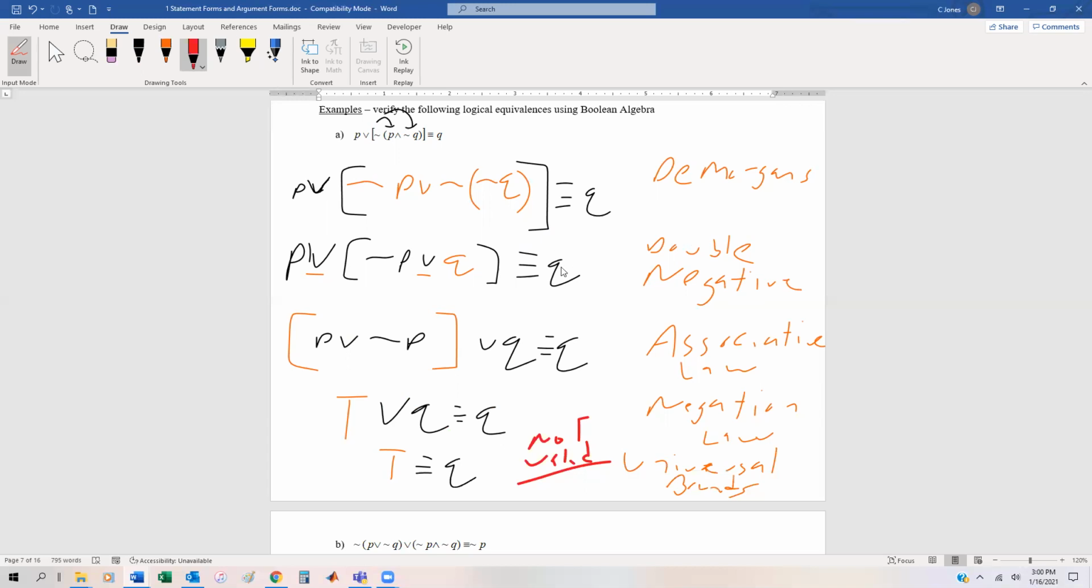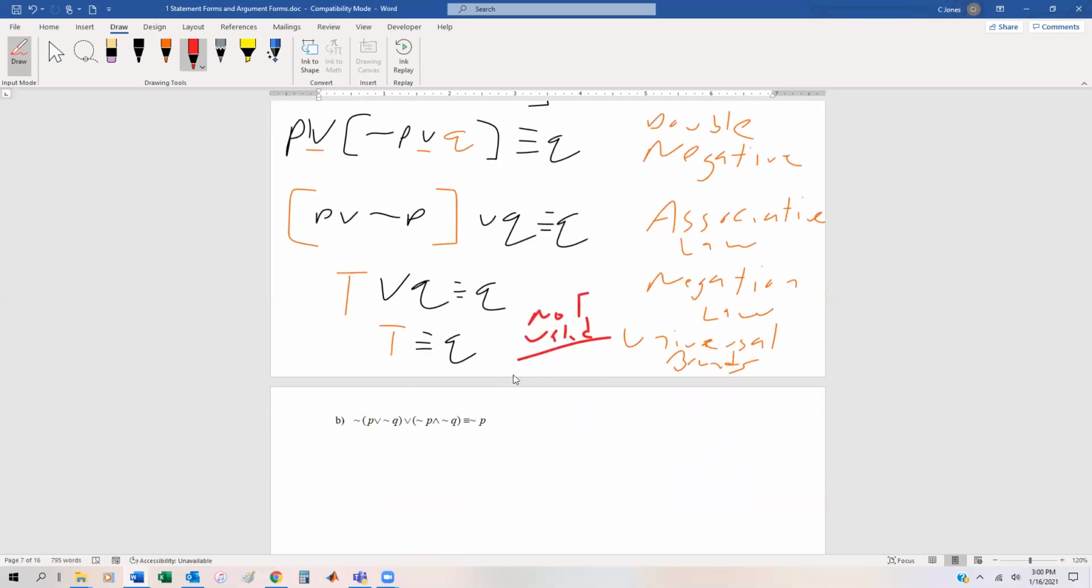In the next video, we're going to take a look at two more of these types of Boolean algebra problems and show you the patterns as to how to go through them.